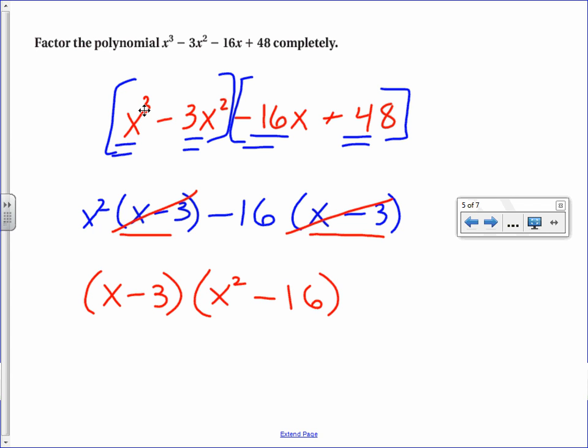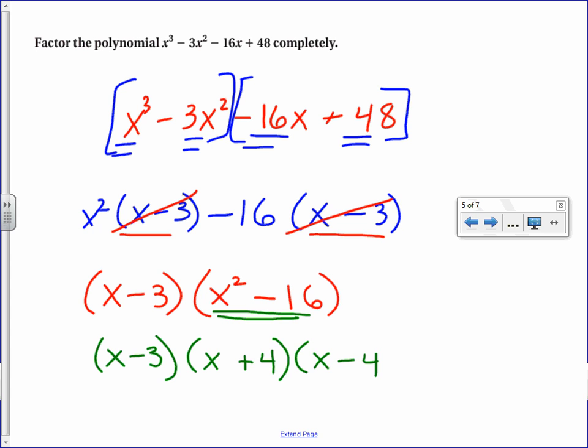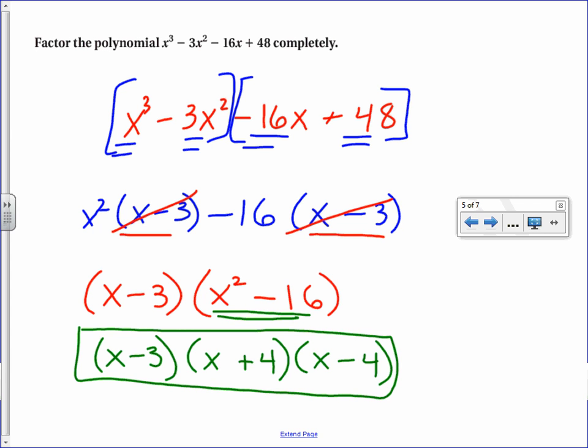This time we can't stop. Look at what you have left and see if you can go further. This one can go further. It's a difference of 2 perfect squares. The x minus 3 stays as it is, and this becomes x plus 4 and x minus 4. All of this together is our final factored answer.